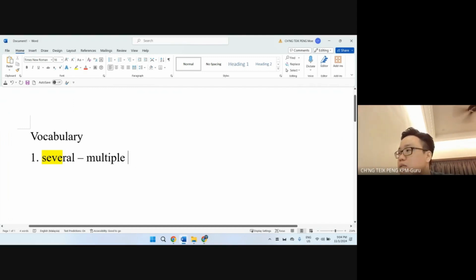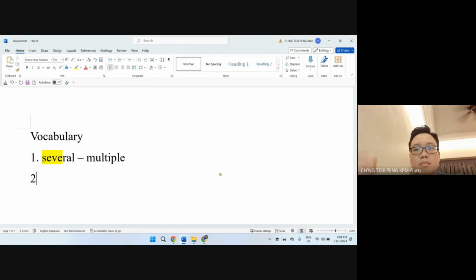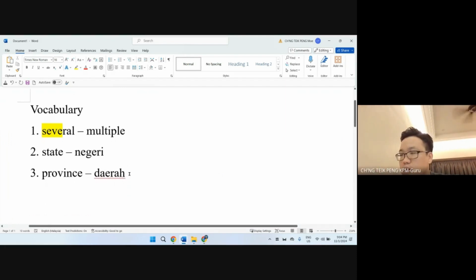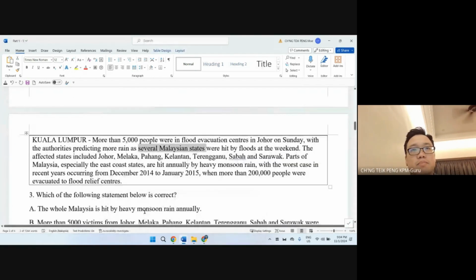States, negeri, and provinces, daerah. So state is negeri, and then province is daerah. So Bukit Mertajam is a province. Okay, Sungai Petani is a province in Kedah. Bukit Mertajam is a province in Penang. Penang is a state in Malaysia. Kedah is a state in Malaysia. Okay, so come back here.